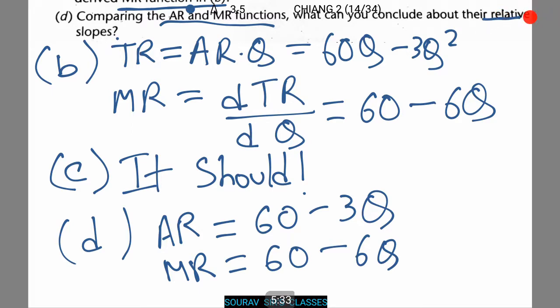Lastly, we need to compare the AR and MR function and their relative slopes. The AR curve that we have been given is AR equals 60 minus 3Q and MR equals 60 minus 6Q. Notice that the slope of MR is twice the slope of the AR curve. This is how you will normally get questions in your exams or any other competitive exams that you give.